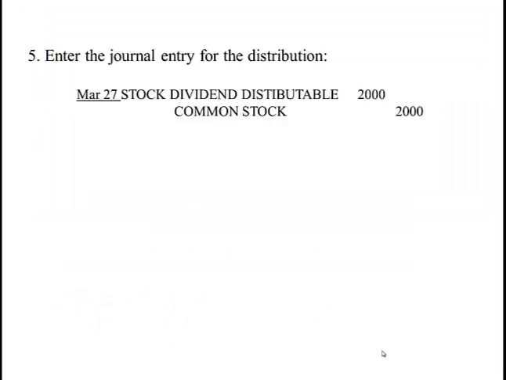So of course there's no entry on the date of record, and then on the date of issue we're going to actually give out the stock. So we're going to debit stock dividend distributable at par, and then we're going to issue the stock at par.